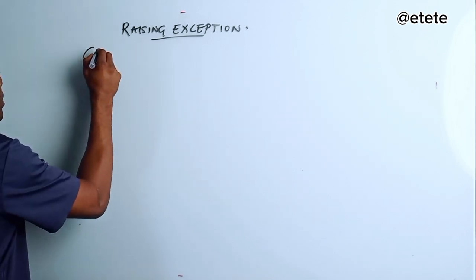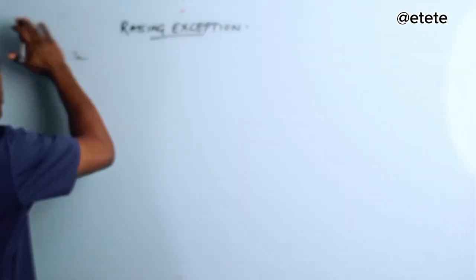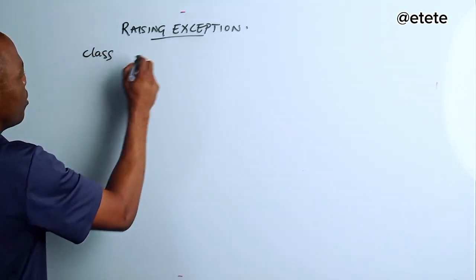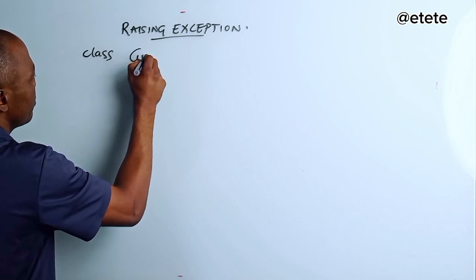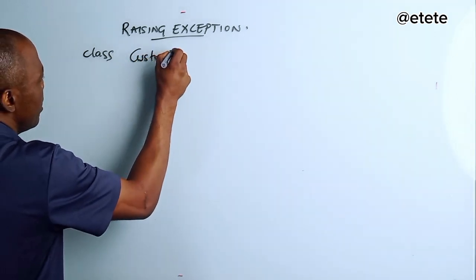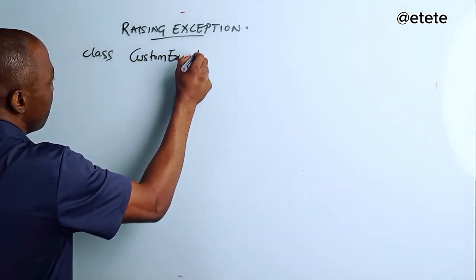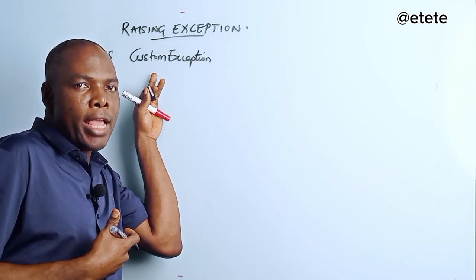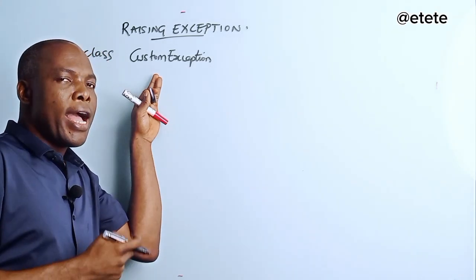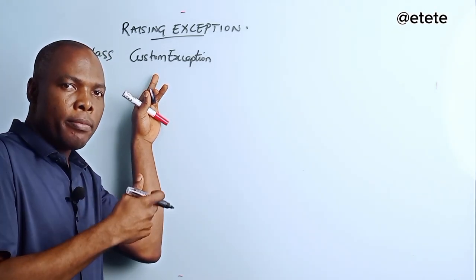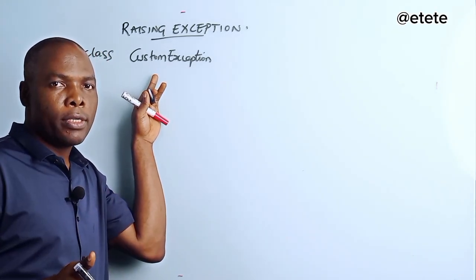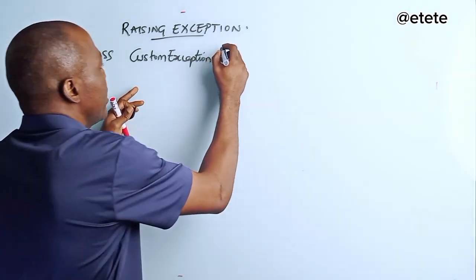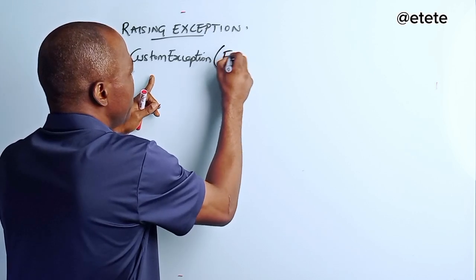So I'll create the class using the class keyword, right? Class, I'll call it custom exception. Now, because I'm creating my own exception, I have to inherit from the base exception. So this is my own exception name that I've created. Now it is going to inherit from what? Exception.